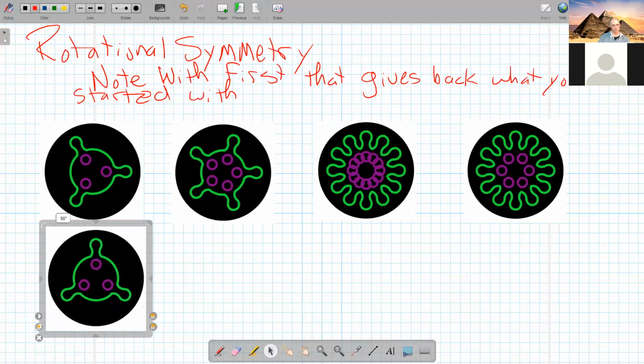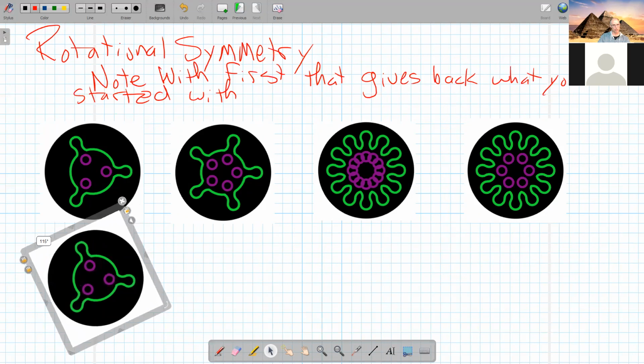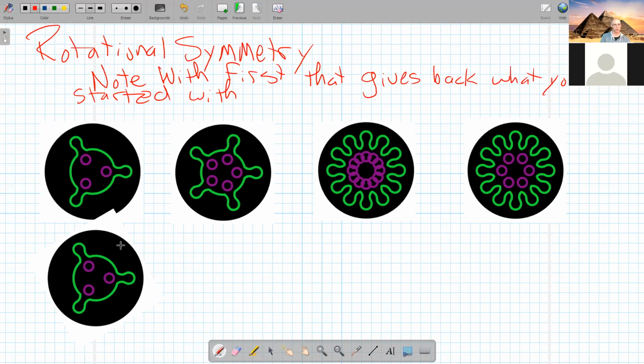So 60, 90 doesn't work. Notice that's not the same. Keep going. 100, 110, 120 looks like an identical match. Yep. So this one did a 120 degree rotation before we got back to what we started with. So this point right here moved from way back here 120 degrees.